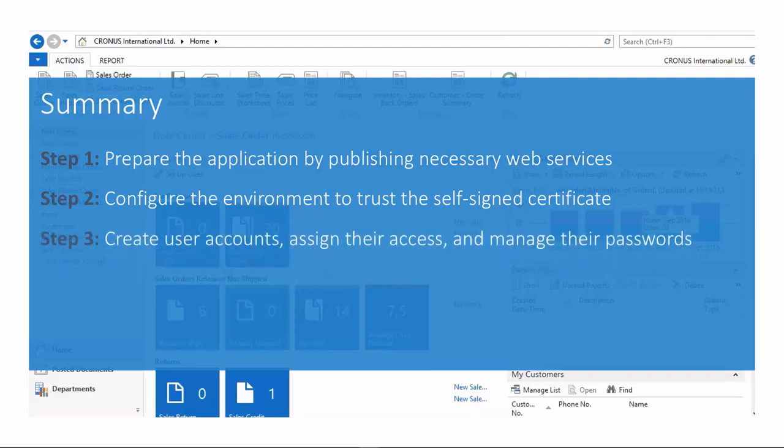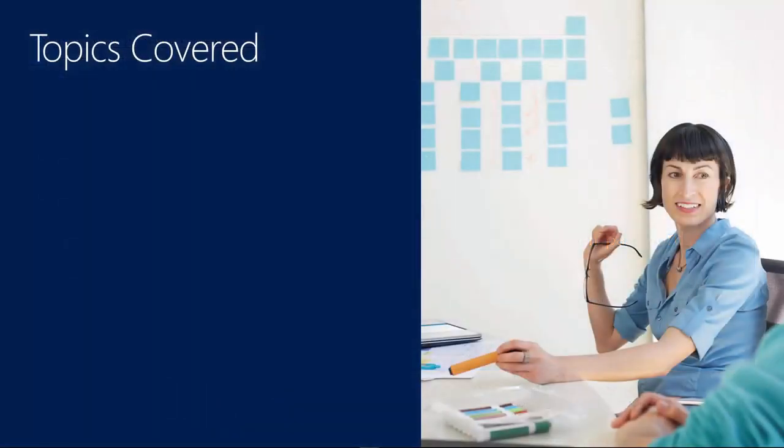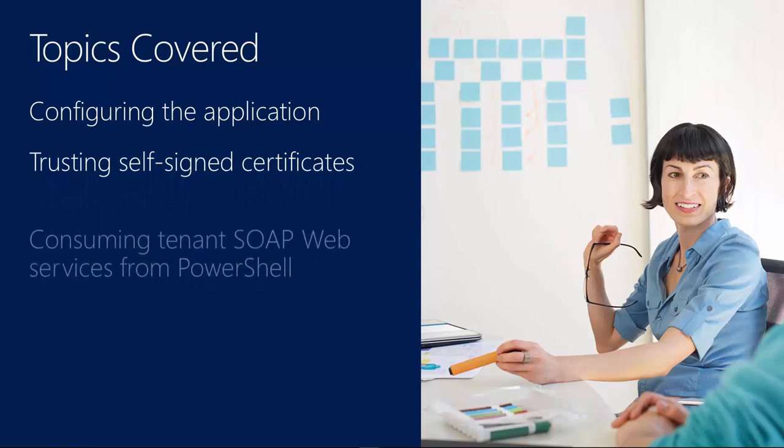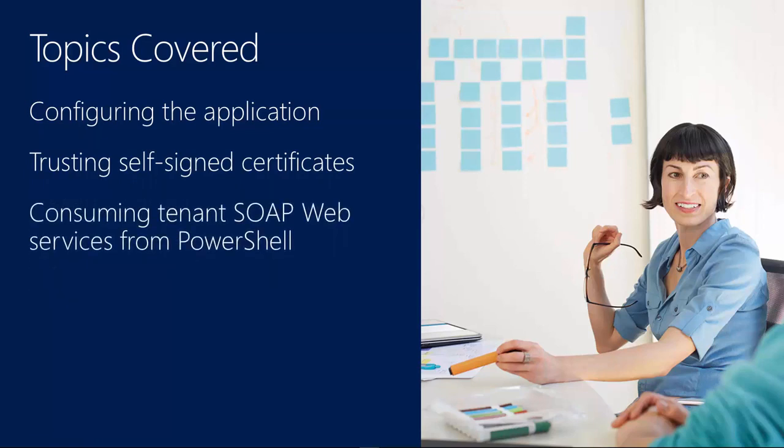Then, you have seen how to combine the Management Portal API with tenant web services to provision new user accounts, set their passwords, and assign their permission sets. And finally, you have seen how to set up companies by calling into tenant web services on the example of the company information card page web service. In this video, we covered configuring the application service, trusting self-signed certificates, and consuming tenant SOAP web services from PowerShell.